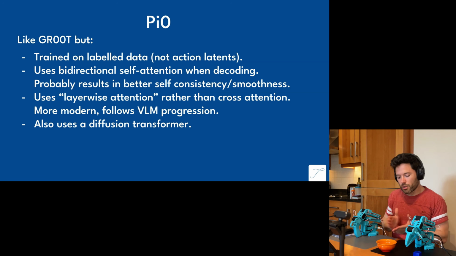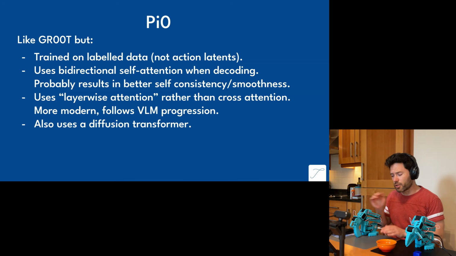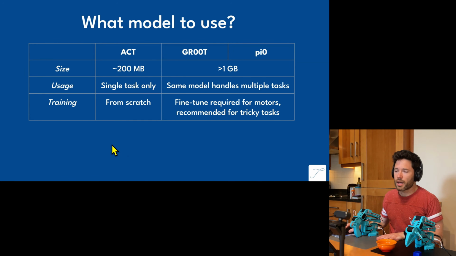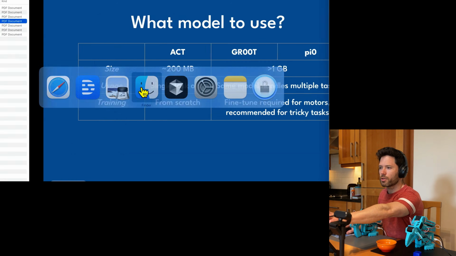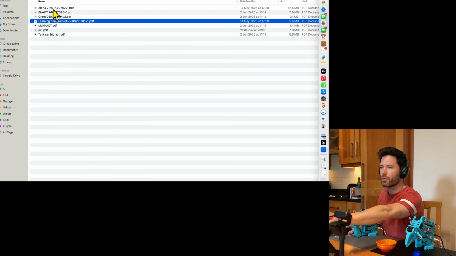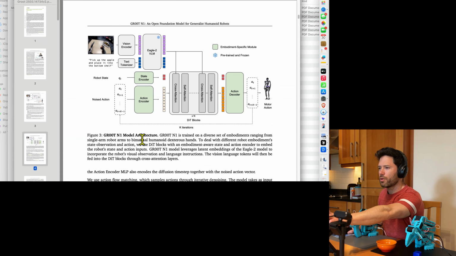Now, Pi0 also uses a diffusion type approach. So they diffuse out an action latent. So in that sense, it's quite similar to what's being done in the NVIDIA GR00T example. Now, before I describe which model to use, I want to just cover each of those papers very quickly. Let's take a look at GR00T.